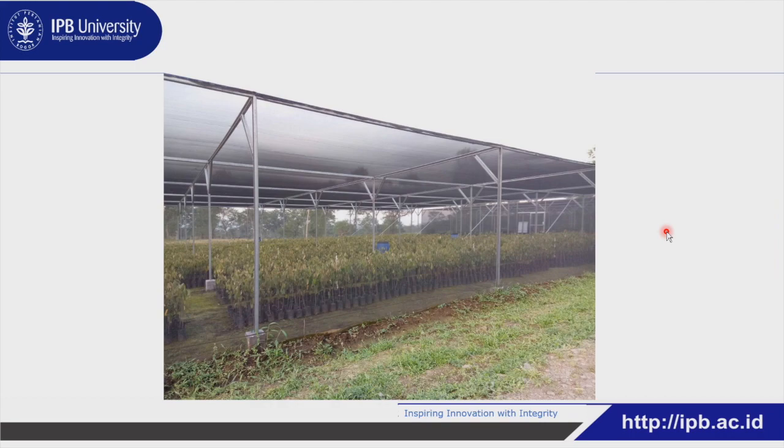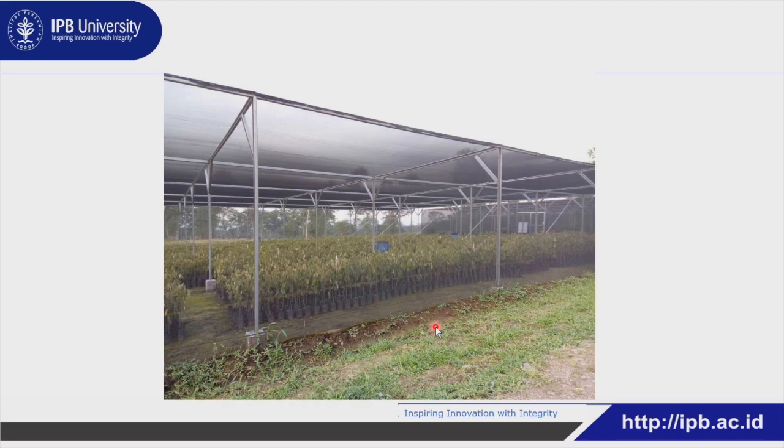Just like this is what we call the paranet house or set house. This is just a paranet, but it closes the wall as well, so not only the roof but also the wall. We close it with the net. We expect that the big insects, such as grasshoppers, cannot go inside to eat the leaves of our seedlings.